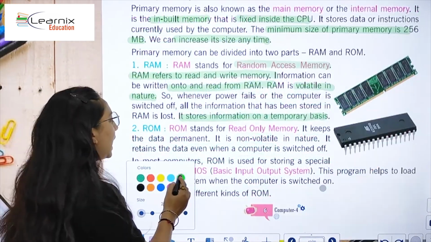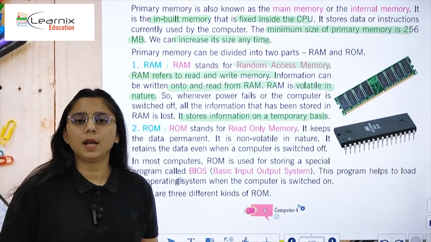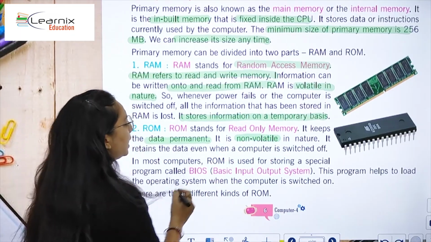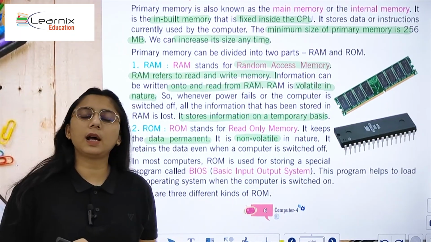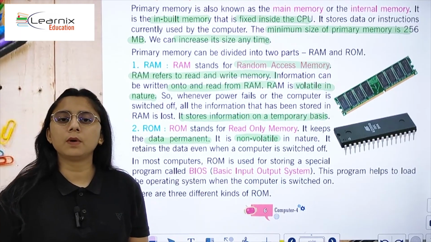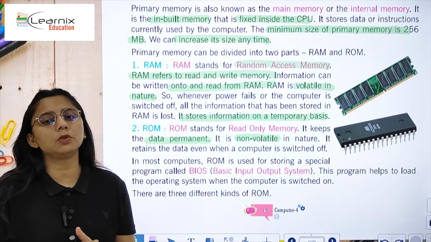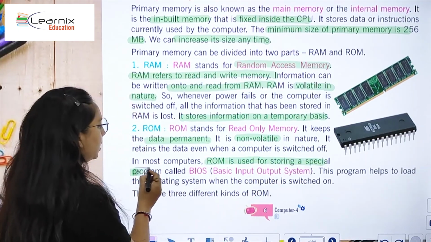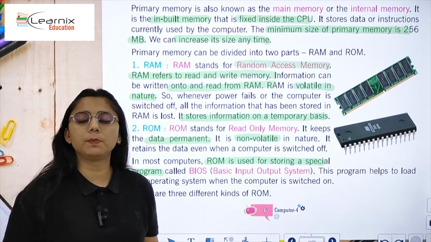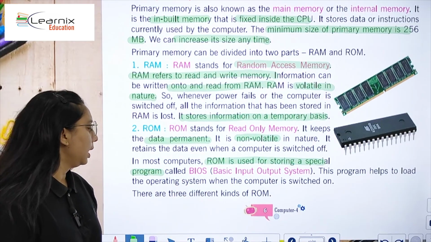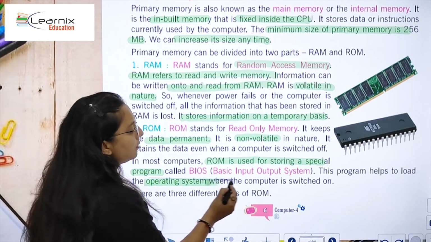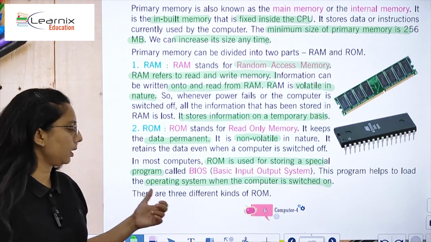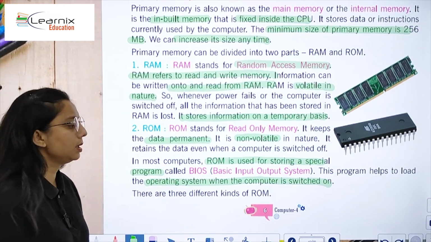Then we have ROM, that is read only memory. It keeps the data permanent. It is non-volatile in nature, and it retains the data even when the computer is switched off. If the computer is switched off, your data will still be there. In most computers, ROM is used for storing a special program known as BIOS, basic input output system. It helps in loading the operating system when the computer is switched on.